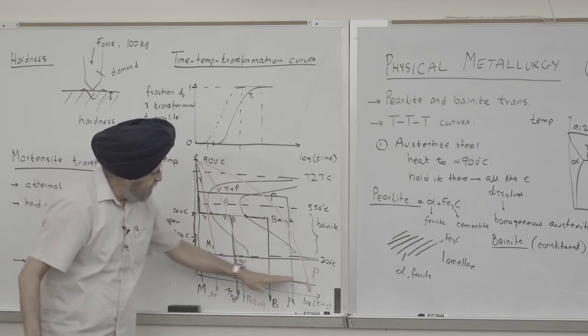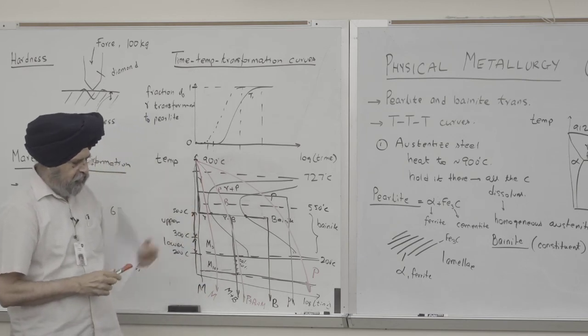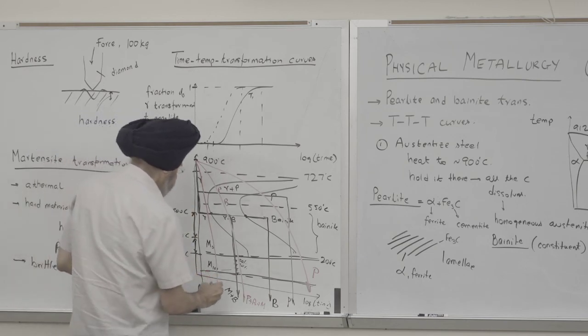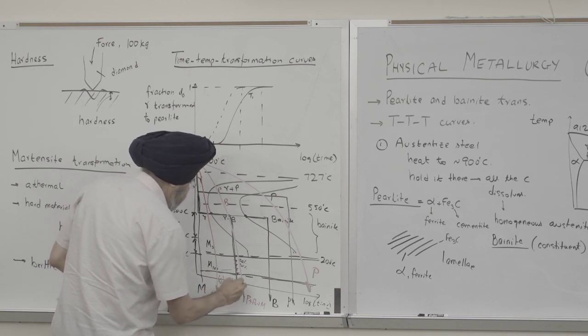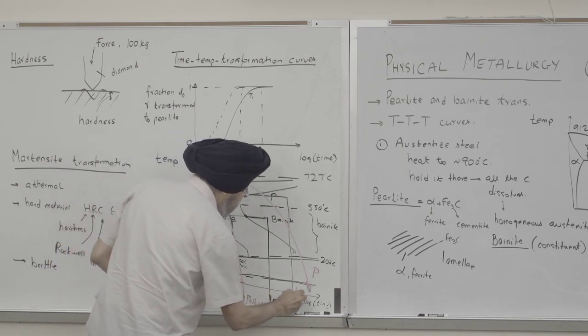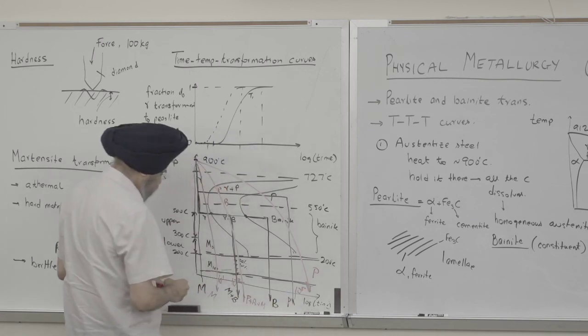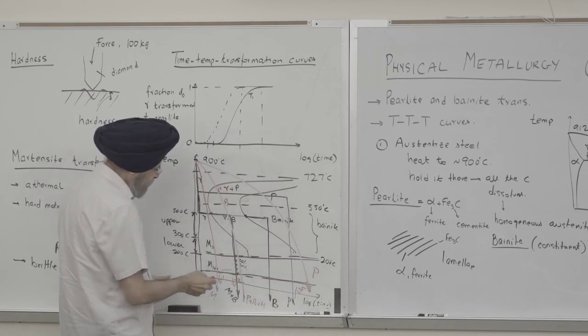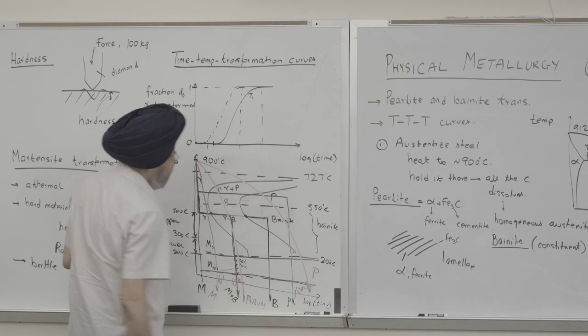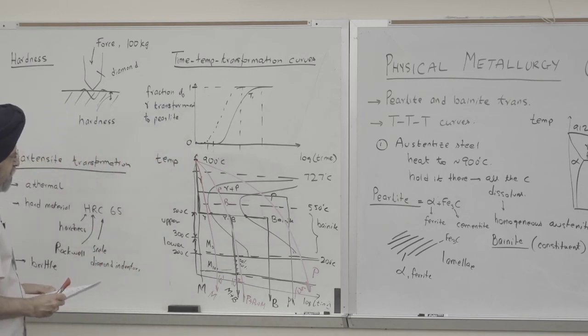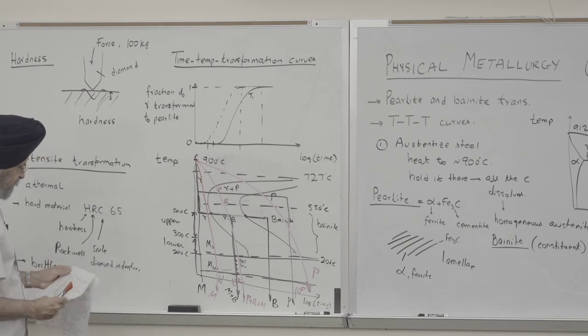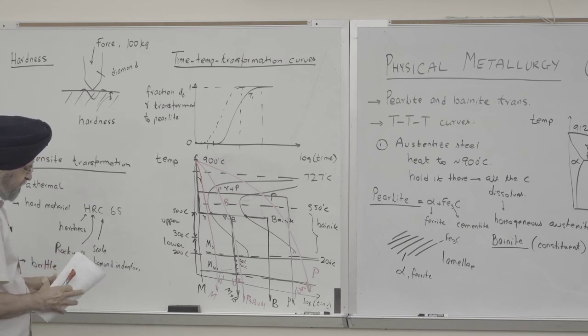On this scale, I've not put seconds, right? So this could be 10 to the 1 seconds, this could be 10 to the 2, over here is 10 to the 5. So you can go from seconds to hours on this scale. So that's a description of the TTT curve.